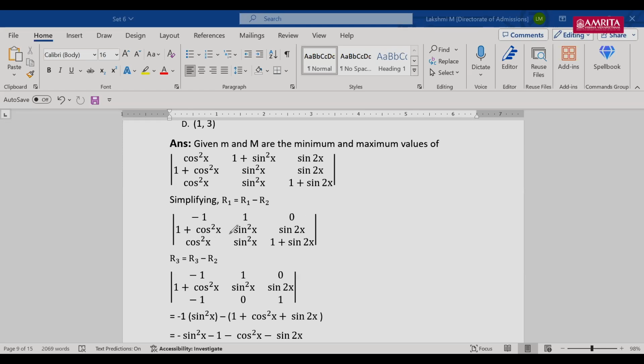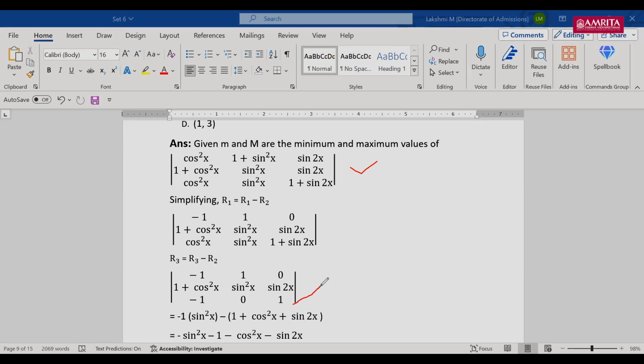Now, for these two rows, if I subtract, I'll be able to change this also. So I'm going to perform R3 equals R3 minus R2. Cos square x will go, there is a minus 1 only. Here this is 0, and this becomes 1. So this was what was initially given to me, and I have changed it this way.